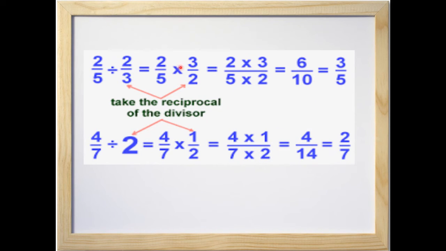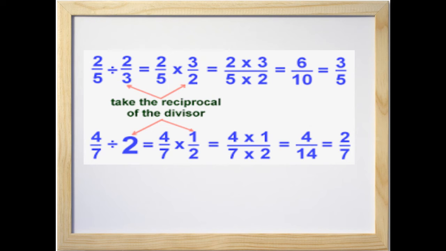Now we will multiply the numerators, 2 into 3, and multiply the denominators, 5 into 2. So 2 into 3 is equal to 6 and 5 into 2 is equal to 10. Understood, children? So the quotient of 2 by 5 and 2 by 3 is 6 by 10.